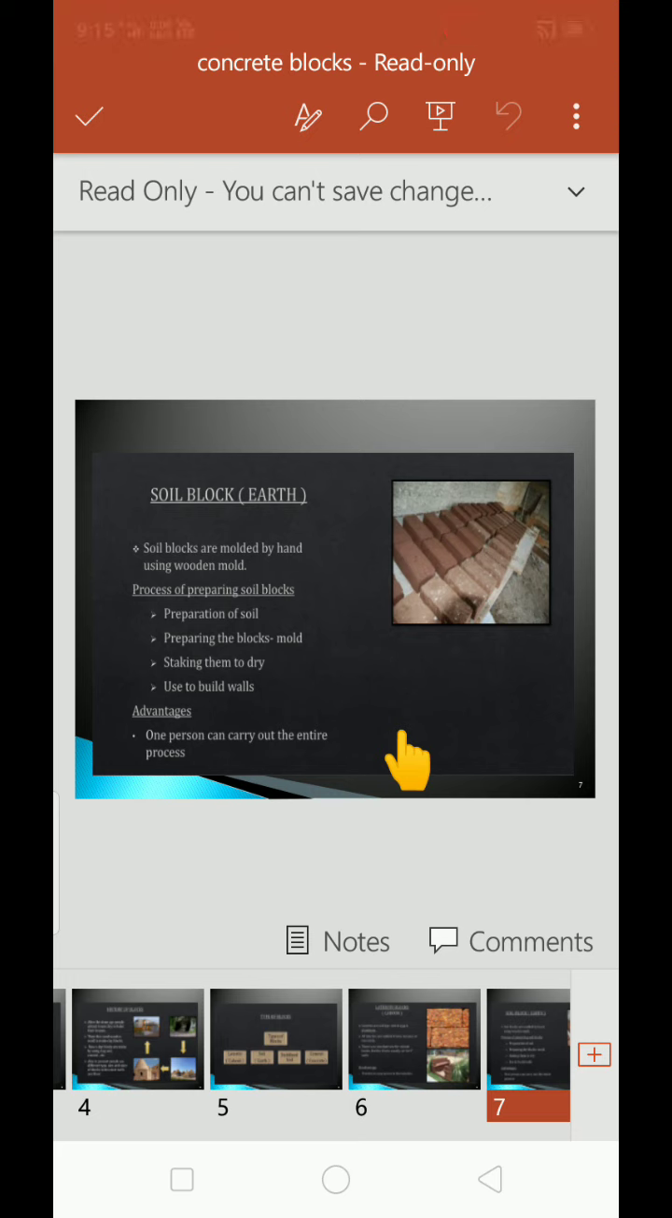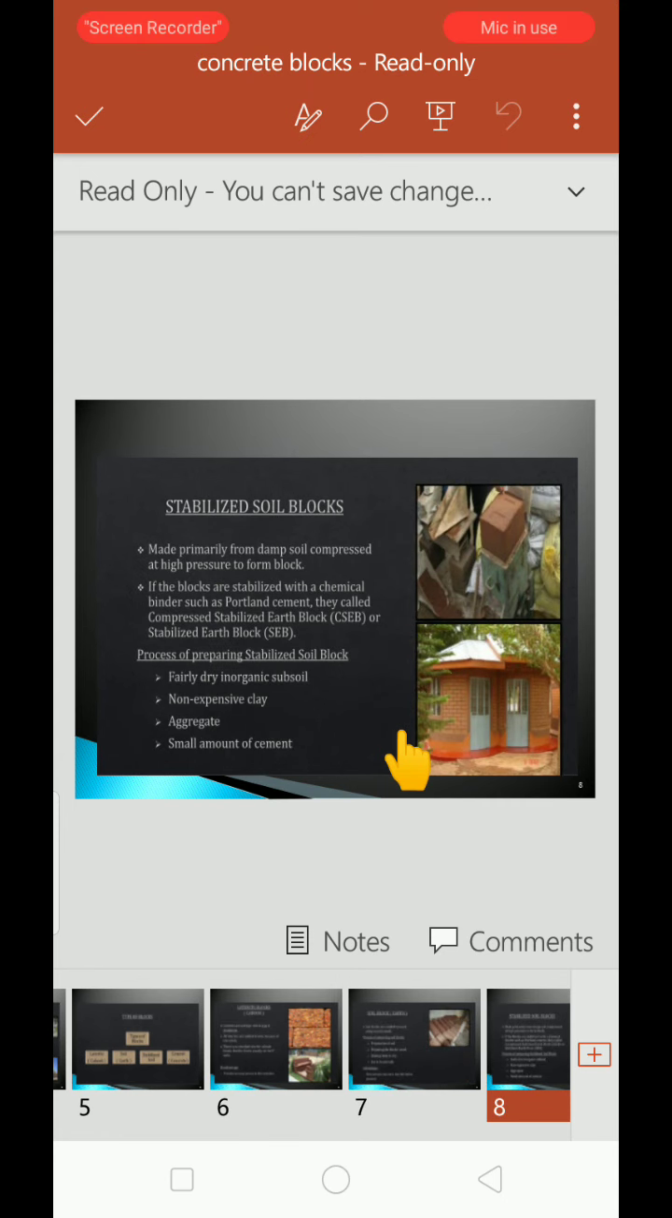Advantage: one person can carry out the entire process. So the manpower required to manufacture soil blocks is less compared to other blocks. Then the next one is soil stabilized blocks. Here soil is used along with a stabilizing material like cement or fly ash.